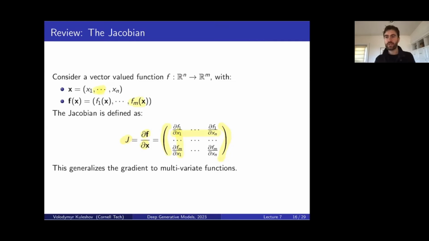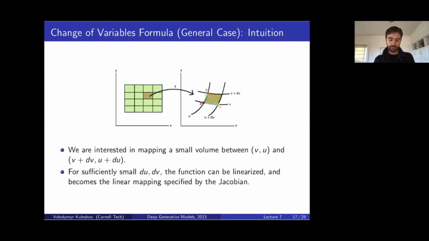This is a generalization of the gradient and the derivative. Now we're going to use the Jacobian to derive a multivariate change of variables formula. And so how are we going to do this?